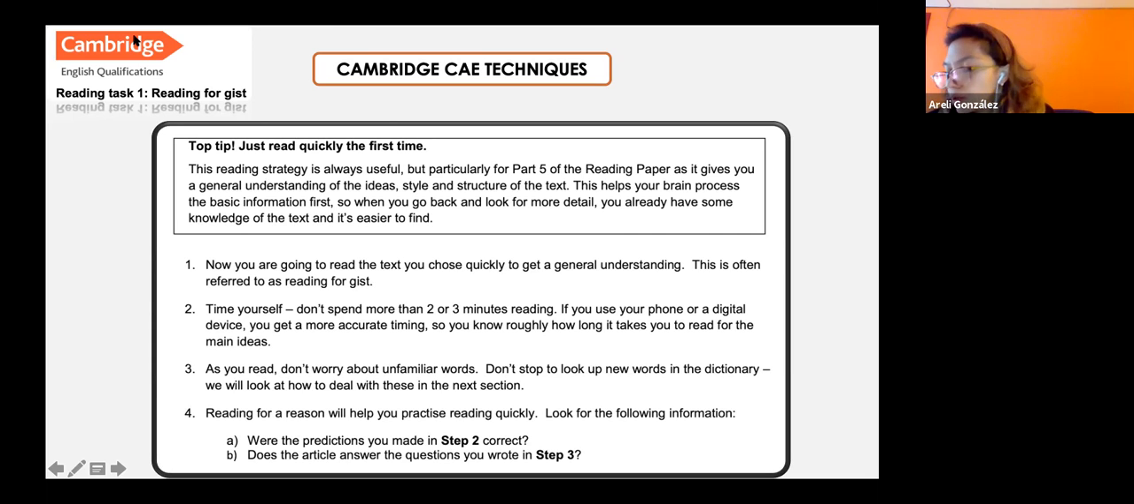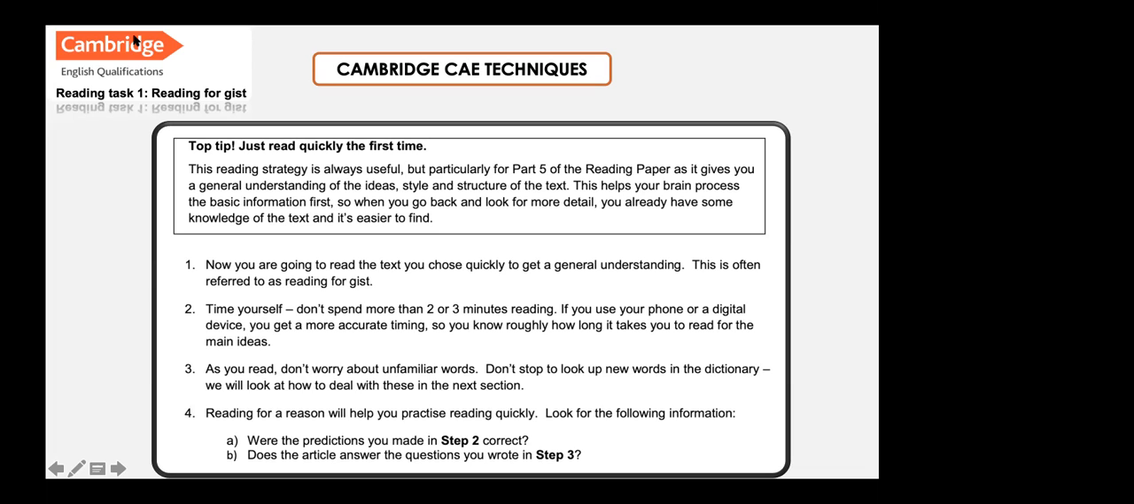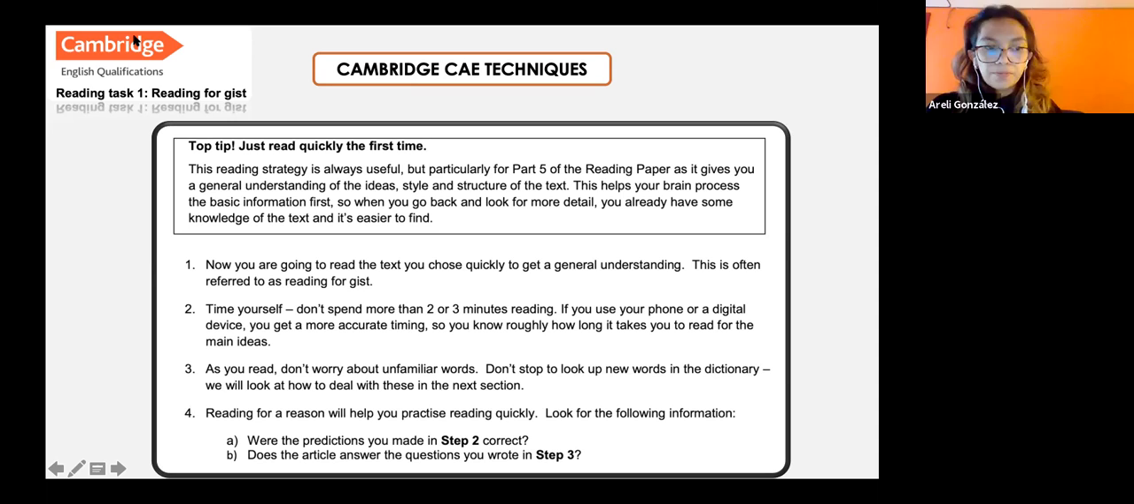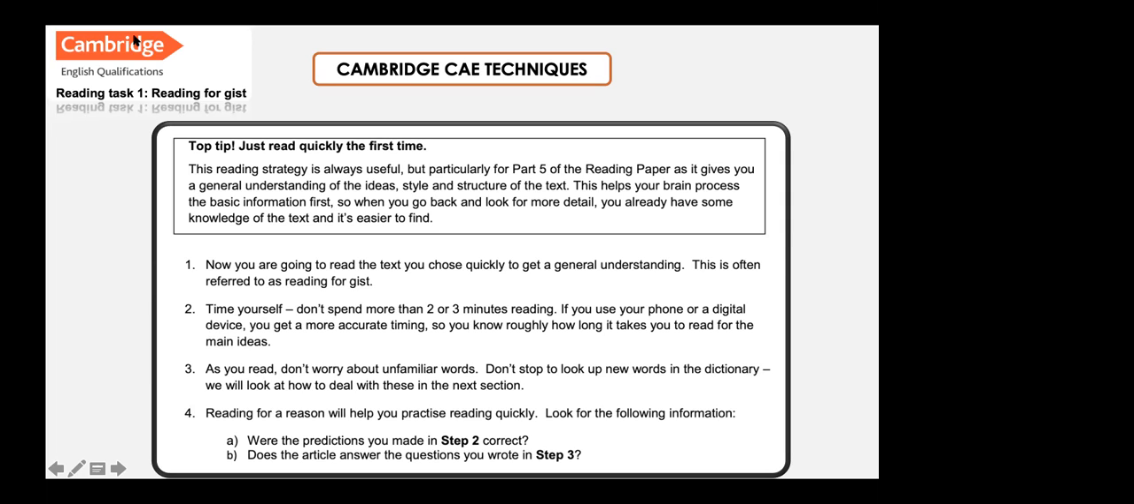Teacher. Yes? We just need to finish reading and then we ask ourselves A and B, if the predictions are correct and if the questions are answered, that's all? That's all, that's all. Okay, finished. Perfect, let's continue, okay? Are you done, guys?